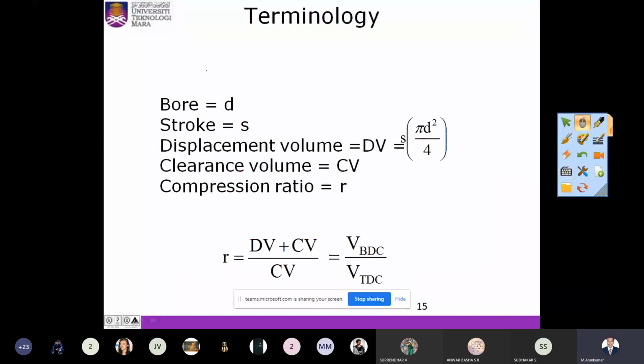Then these are also terminologies. We know what bore is, what stroke is, and what the displacement volume is. The displacement volume can be calculated as stroke times the area of the cylinder, pi by 4 d square. Then we have the clearance volume, which can be called CV. Then we have the compression ratio, called small r, which can be calculated by this formula: dV plus CV, that is displacement volume plus clearance volume, the total volume of the cylinder, divided by the clearance volume of the cylinder. r can also be called the volume at BDC divided by the volume at TDC. So these are the terminologies in reciprocating devices.